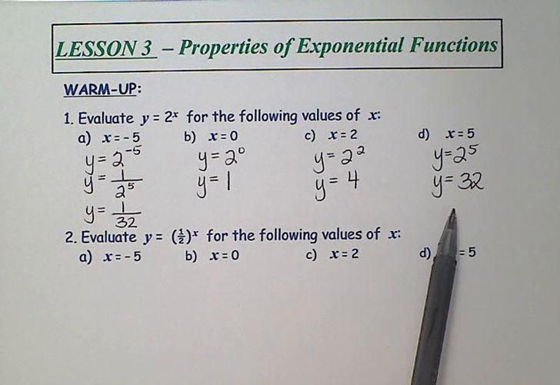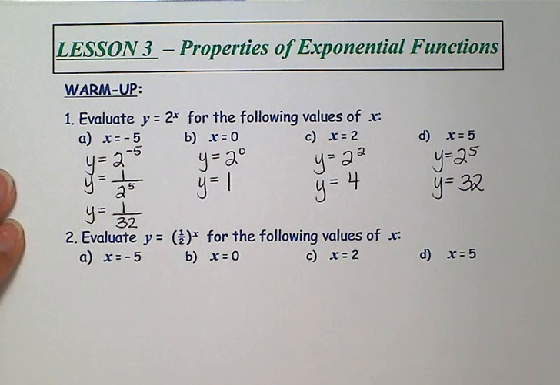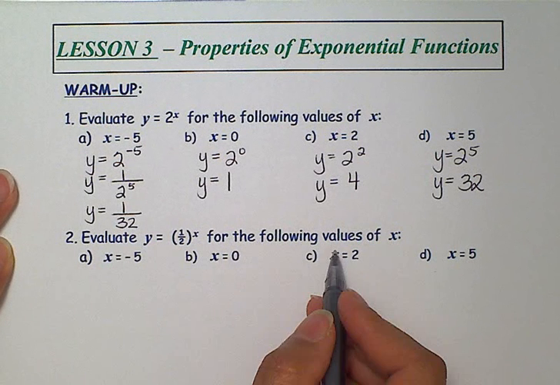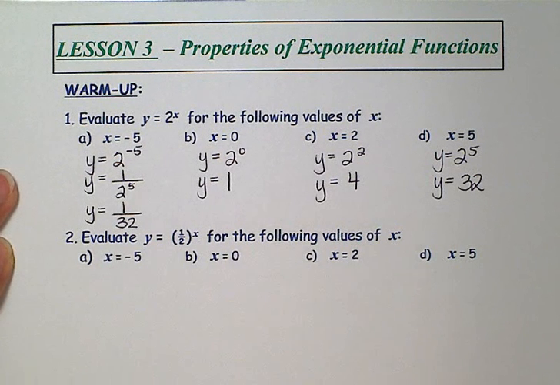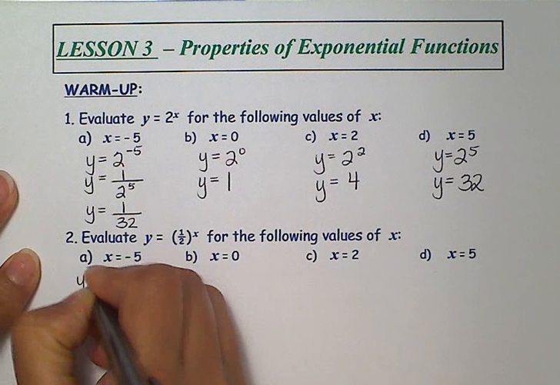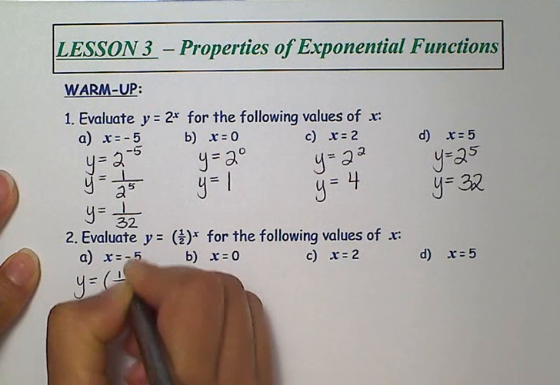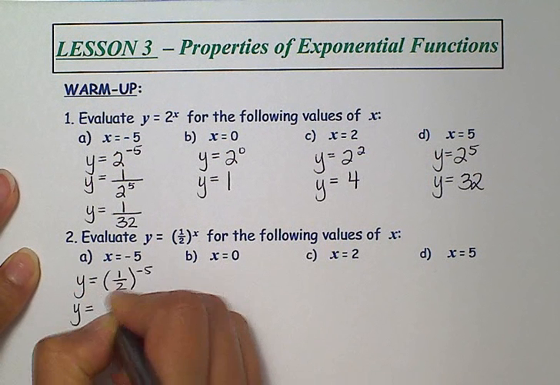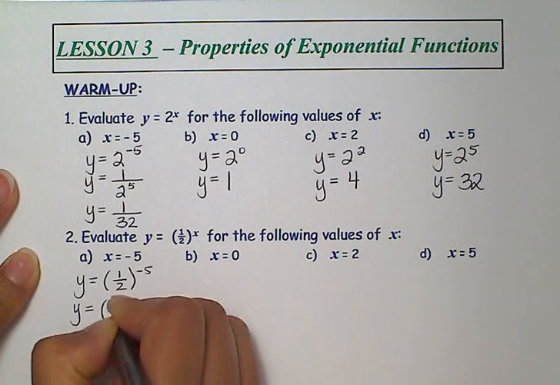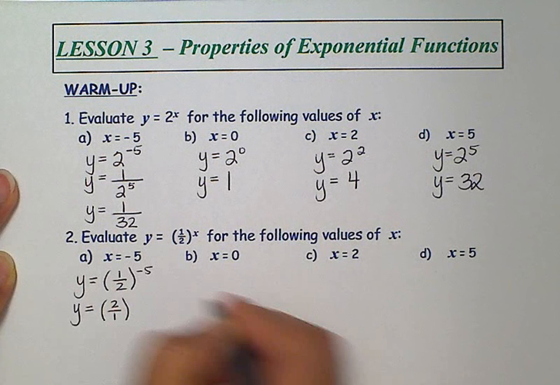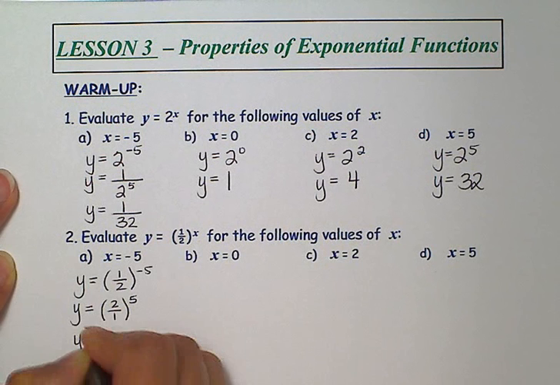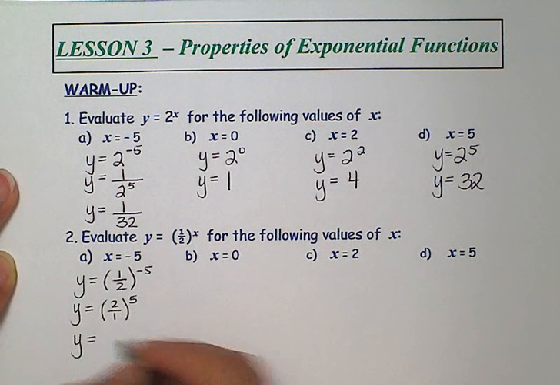Now let's take a look at the next one. We have y equals 1/2 to the exponent x for the values of x that are listed here. So let's substitute in again. So I have 1/2 to the exponent negative 5. And again, negative exponents, so I'm going to write the reciprocal of the base, which is 2 over 1, to a positive exponent, which is 5. And so I get 2 to the exponent 5, which is equal to 32.